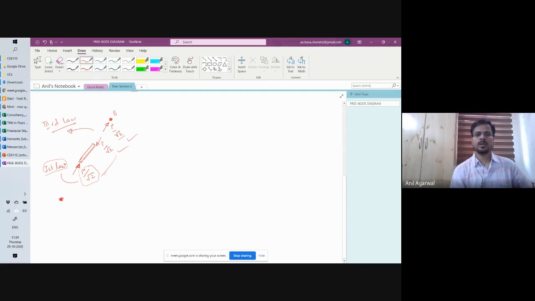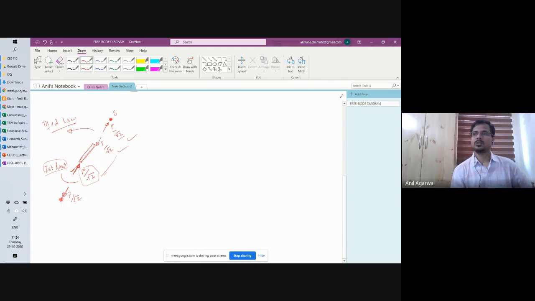So now for this joint, what will be the direction of the force? On the member, the direction of the force is this way, right? So on the joint, Newton's third law again, the force on this member will be this way, opposite and equal. This is exactly the opposite direction of P by root 2.